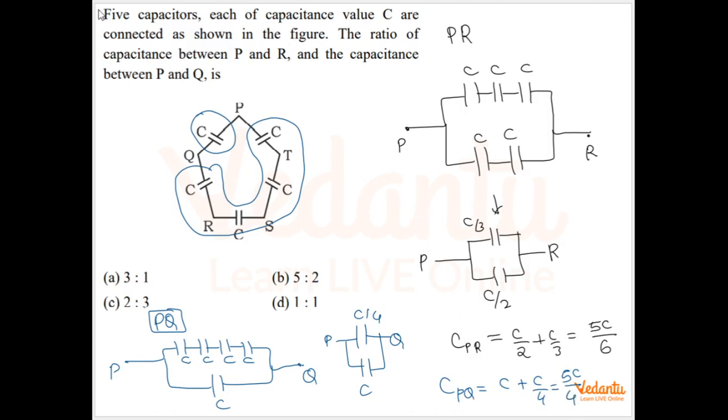Now if I take the ratio between the two, my dear bacha log, CPR divided by CPQ, that will be 5C by 6 upon 5C by 4. That, my dear bacha log, will just become 2 by 3, which is option C. That would be the correct answer for this question.